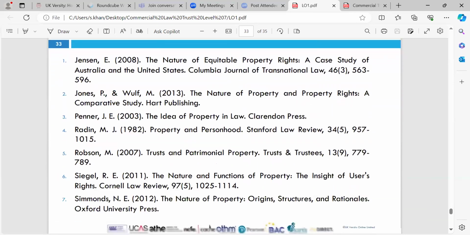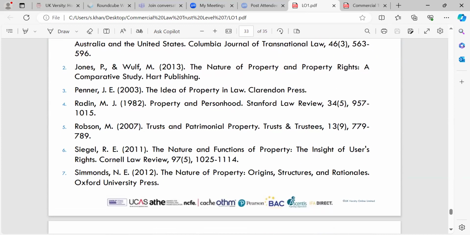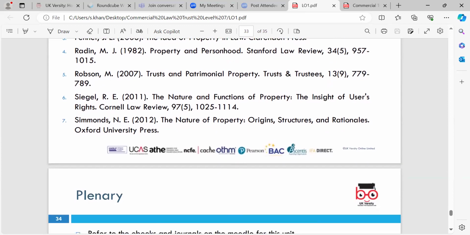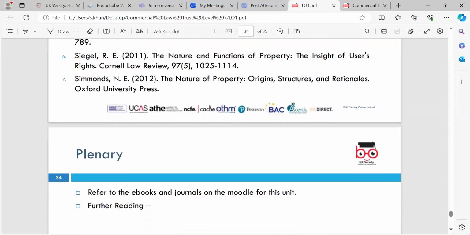We've also looked at Jensen, the nature of equitable property rights; Jones, the nature of property and property rights; Penner, the idea of property in law; Radin, property and personhood; Robson, trust and patrimonial property, trust and trustees; Siegel, the nature and functions of property; and Simmons, the nature of property, origin, structures and rationale. So these are some of the really good resources that you could use when it comes to completing your assignment.